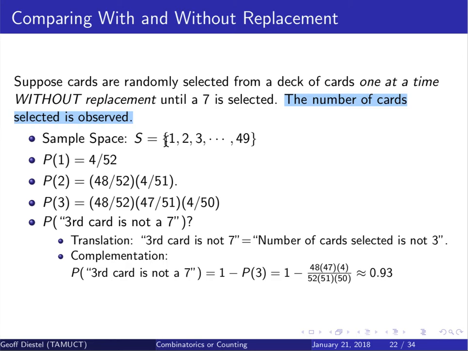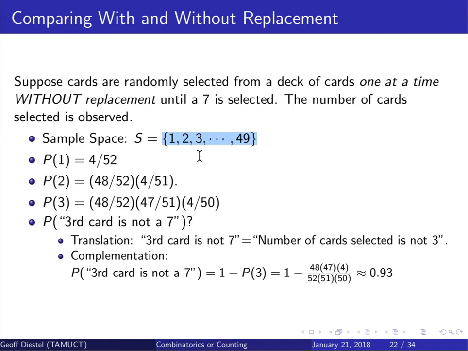So the numbers that we could see range from 1 to 49. You could get a 7, that would be 1 card, you would stop. You could get a non-7 and then a 7, that would be 2 cards. You could get a non-7, non-7, and then a 7, that'd be 3 cards, and so on. But if we dealt 48 cards, that 48th card could be a 7, which we stop, or if it's not a 7, the next card is a 7, so 49 is the most cards we could deal.